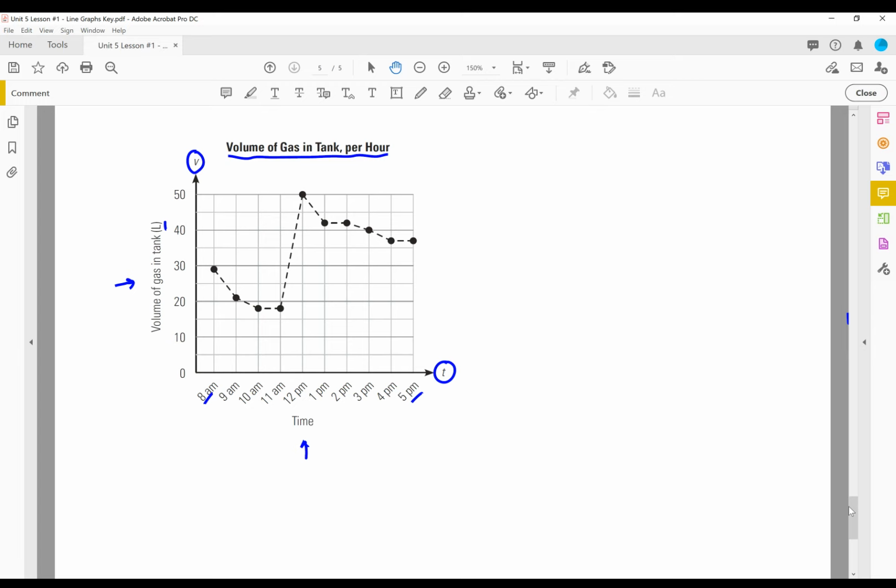So at 8 a.m., Therese had just under 30 liters of gas in her car. At 9 a.m., she had just over 20, so she went down. And then at 10, she had even less. We can guess that from 8 o'clock to 10 o'clock a.m., she was driving.